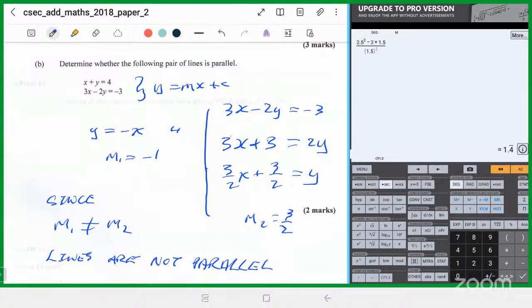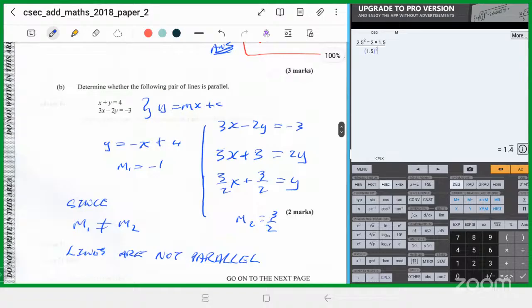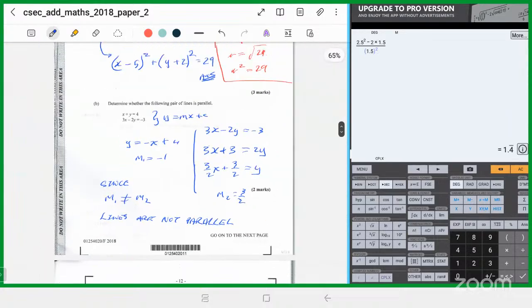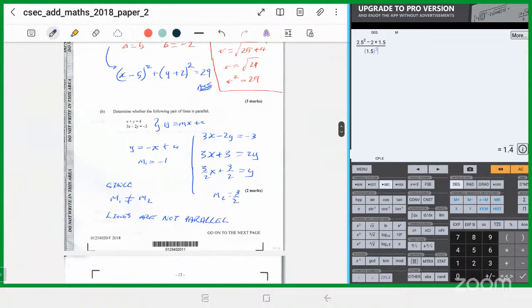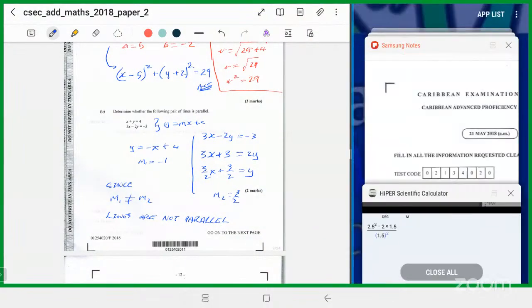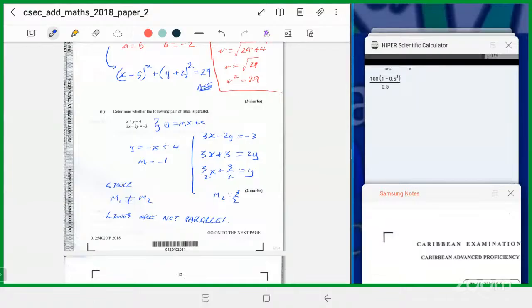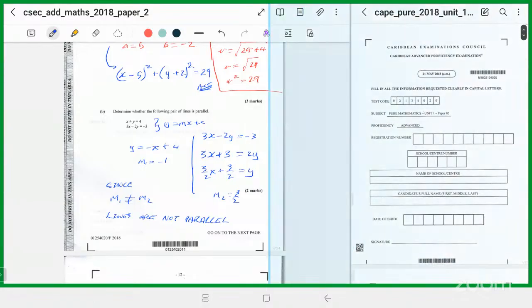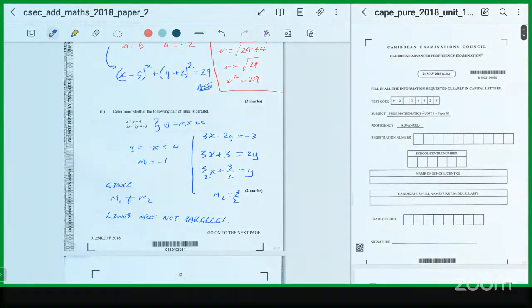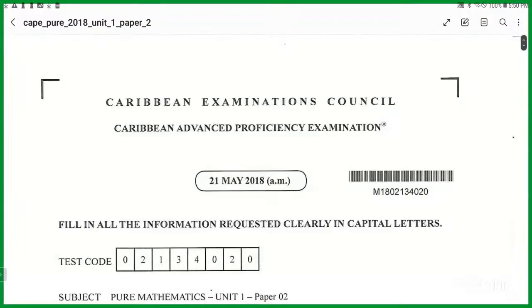And the add maths paper is done, the one that I gave you to do. Let's move over now to the other one, which is the pure maths paper. What I'm going to do is the add maths level questions first, and then we just finish off with the pure maths level questions.